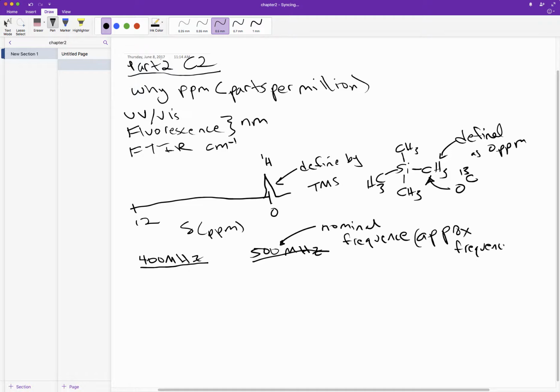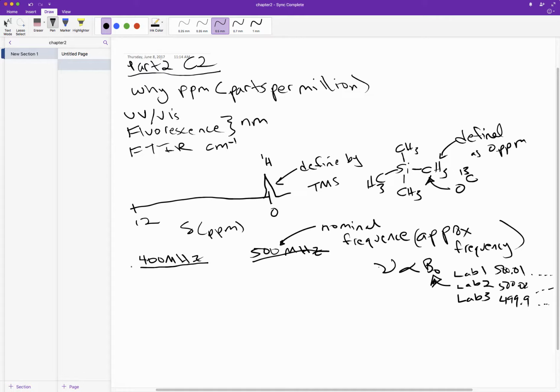Because every magnet in every lab is going to have a different magnetic field strength, and the frequency that protons absorb, so the frequency that you observe, is proportional to the magnetic field. But even among 500 megahertz magnets, lab 1, lab 2, and lab 3 will all have a 500 megahertz magnet, but one may be 500.01, 500.2, 499.9, and so on. So they're all different, and they're just basically saying it's approximately 500 megahertz.